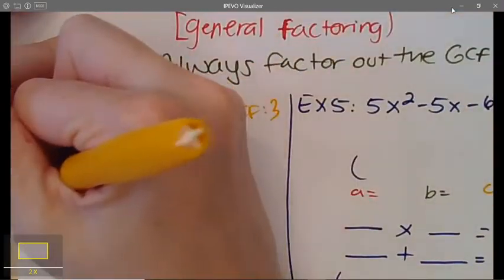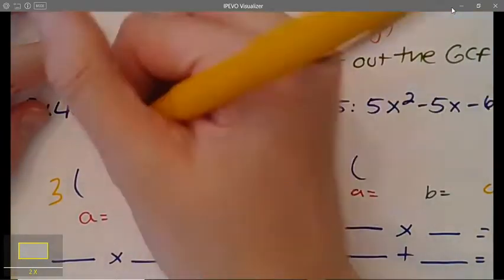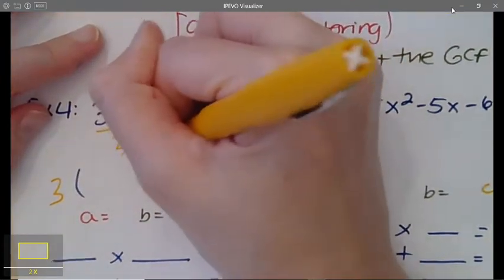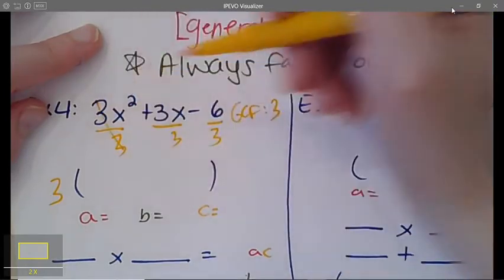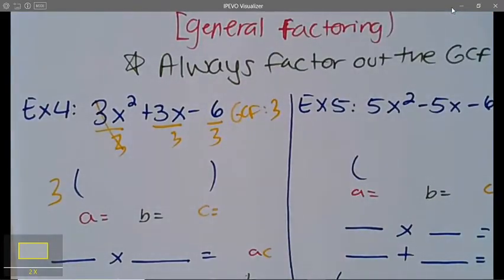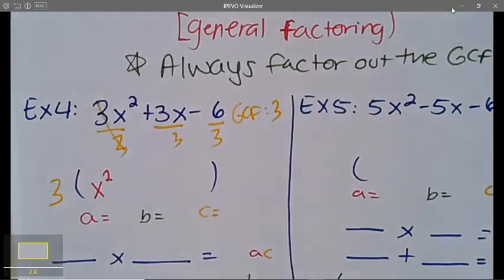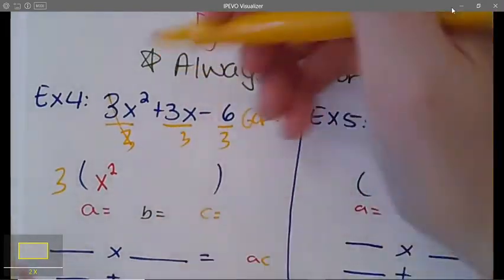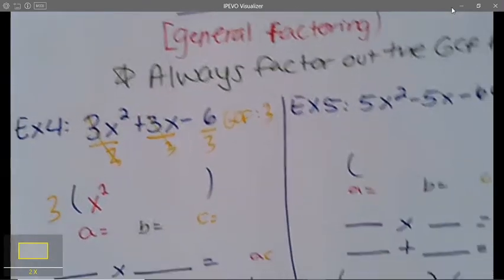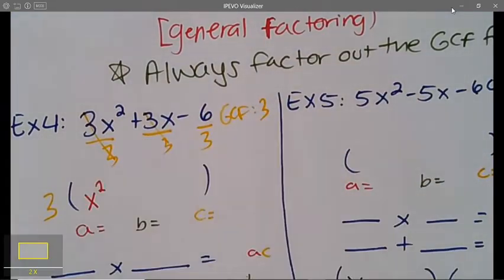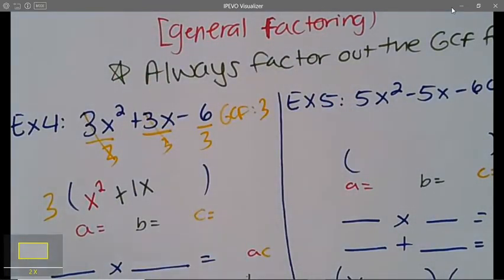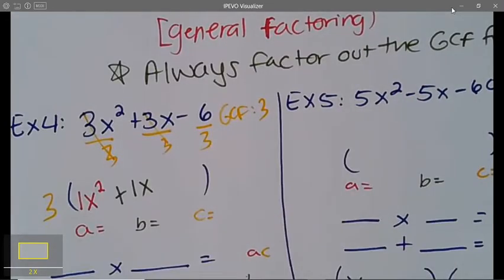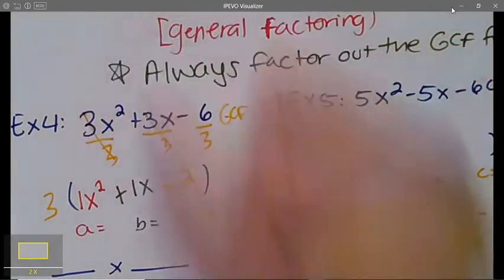Okay, so I'm going to write the 3 on the outside of my parenthesis and divide every single term by the 3. Okay, so 3 divided by 3 will cancel and turn to 1. So I'm left with x squared in the first term. Okay, and then 3x divided by 3, well the 3 divided by 3 will cancel and turn to 1 again. So I'm left with just the 1x, or x, whatever you want to call it. I could also call this 1x squared if I wanted to. Okay, and then lastly, negative 6 divided by 3 is negative 2.